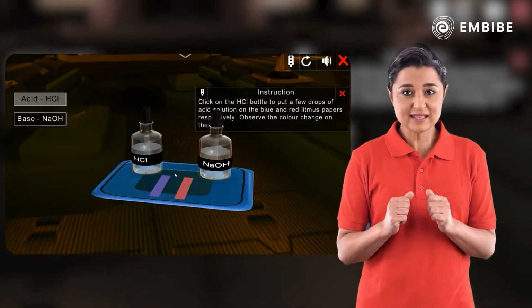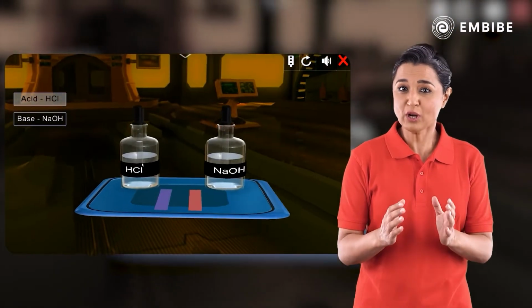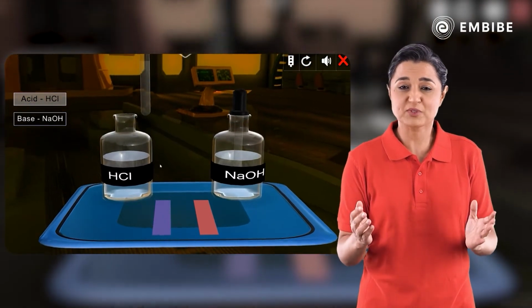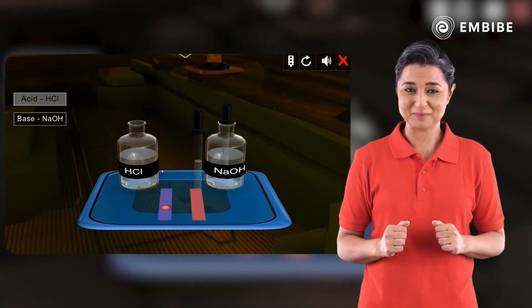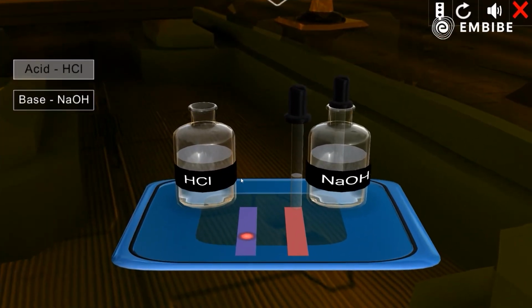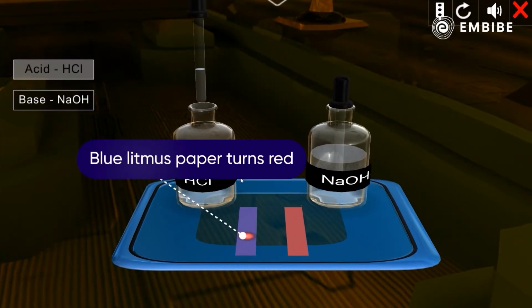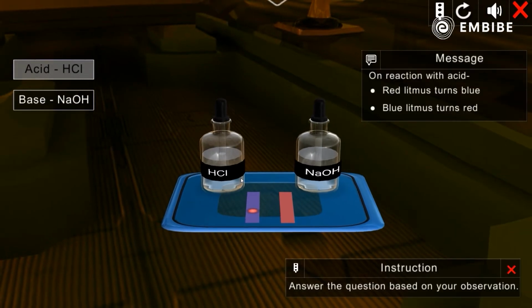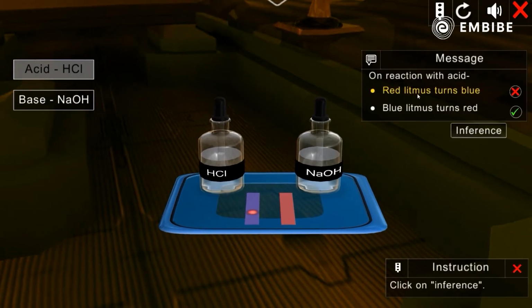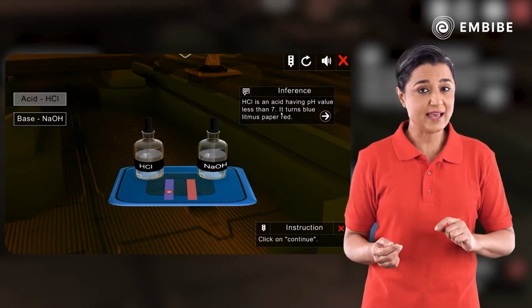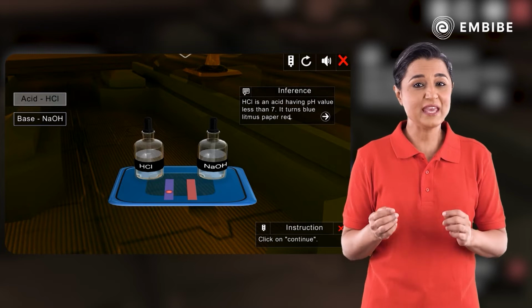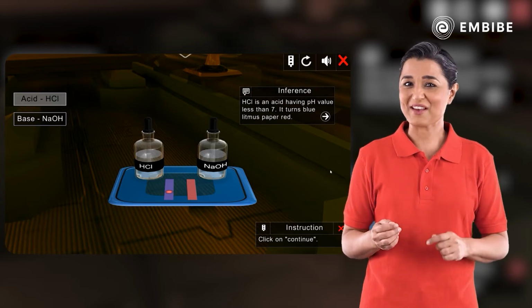Let us say HCl is taken in a small quantity and a few drops of it are sprinkled on blue and red litmus papers. We will observe that the blue litmus paper turns red while the red litmus paper remains unaffected. We can thus infer that HCl is an acid with a pH value less than 7.